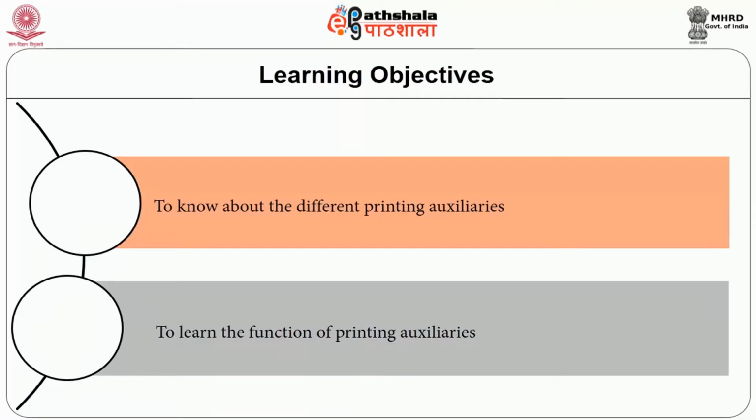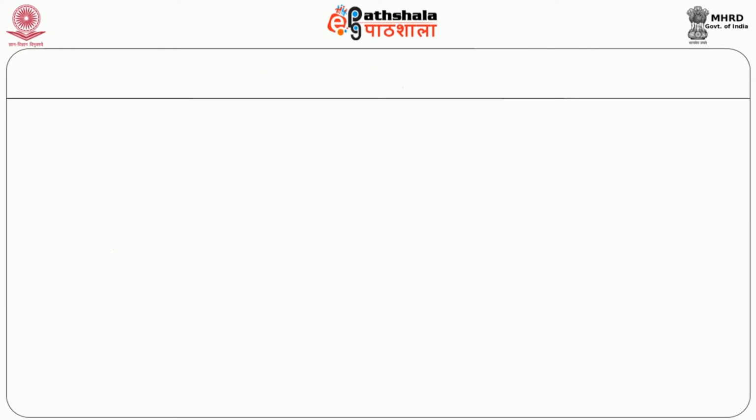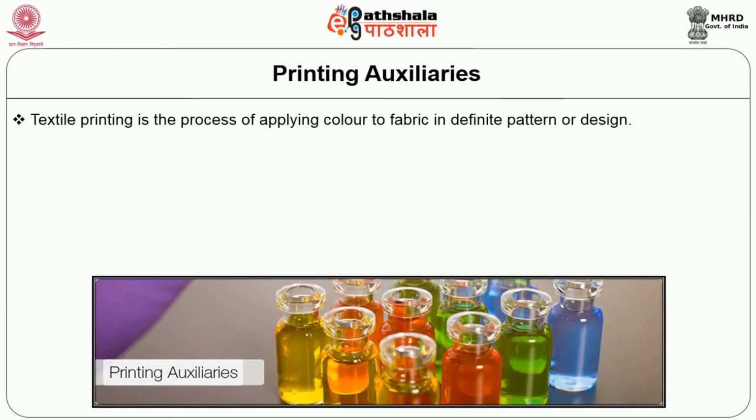Auxiliaries help by speeding up the process or to carry out the process in a more efficient manner. They are necessary to obtain the desired effect. We have already seen about dyeing auxiliaries, and today we will deal with printing auxiliaries. In this session, we would get to know about the different printing auxiliaries and also learn the functions of printing auxiliaries. Textile printing is a process of applying color to fabric in a definite pattern or design.